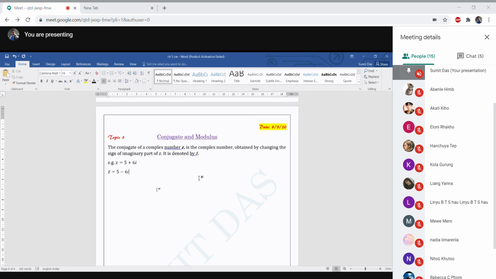Now we have to learn what is modulus. Modulus means the real value. So modulus you have to write like this.